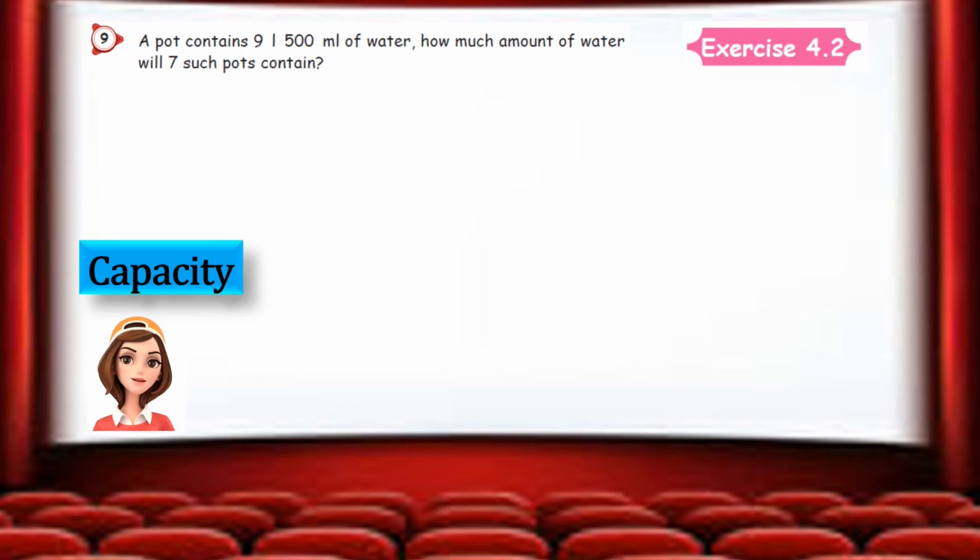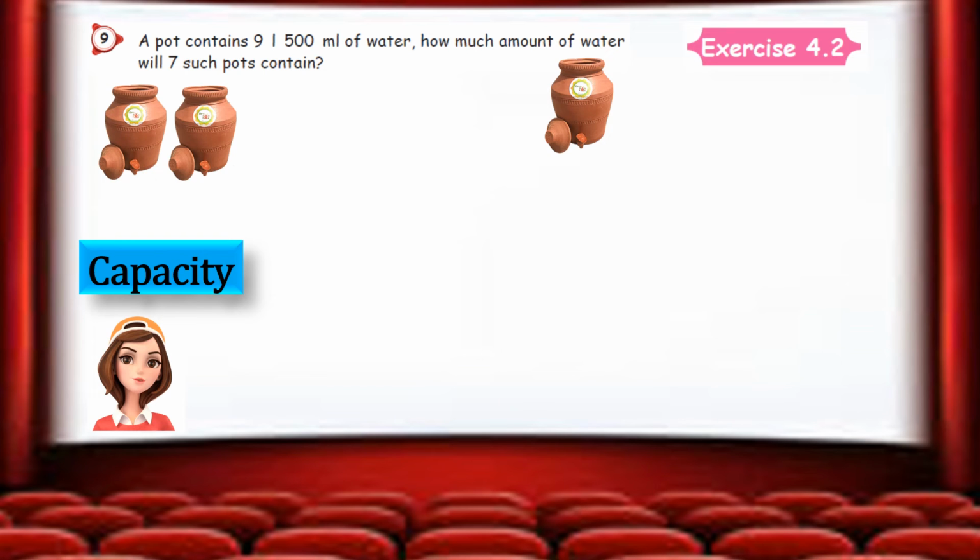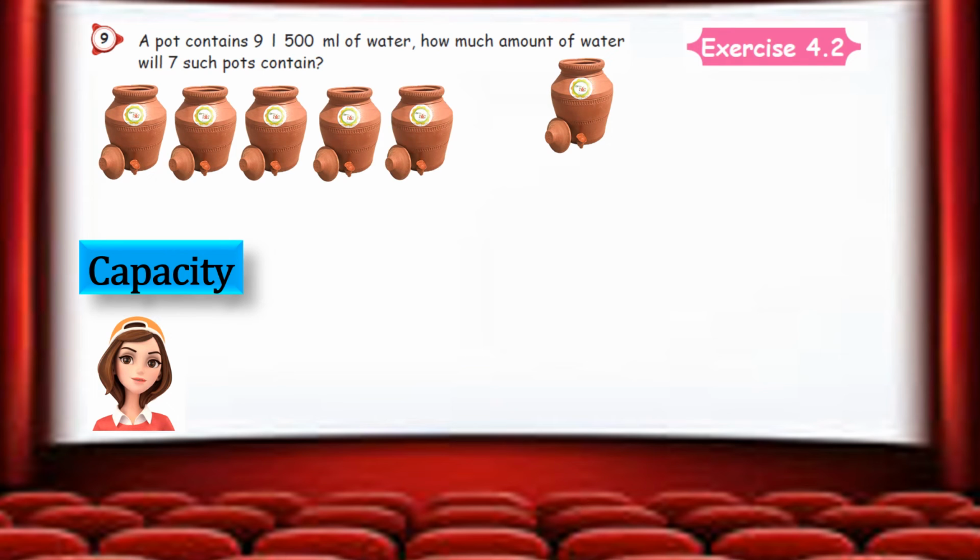Ninth sum, a pot contains 9 liter 500 ml of water. How much amount of water will 7 such pots contain? So இங்க என்ன சொல்லிருக்காங்க, ஒரு பாட்ல, ஓகேவா, in one pot it contains 9 liter 500 ml of water. Fine. So how much amount of water will 7 such pots contain? இதே மாதிரி 7 பானைகள் இருந்துச்சுன்னா அதுல எவ்வளவு தண்ணி இருக்கும், மொத்தமா எவ்வளவு தண்ணி இருக்கும்னு கேக்குறாங்க. Like this. So 1 already is there, so second, third, fourth, fifth, sixth and 7.